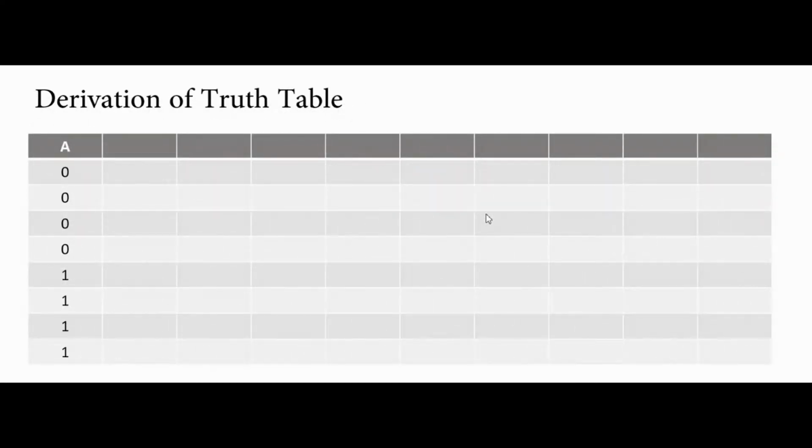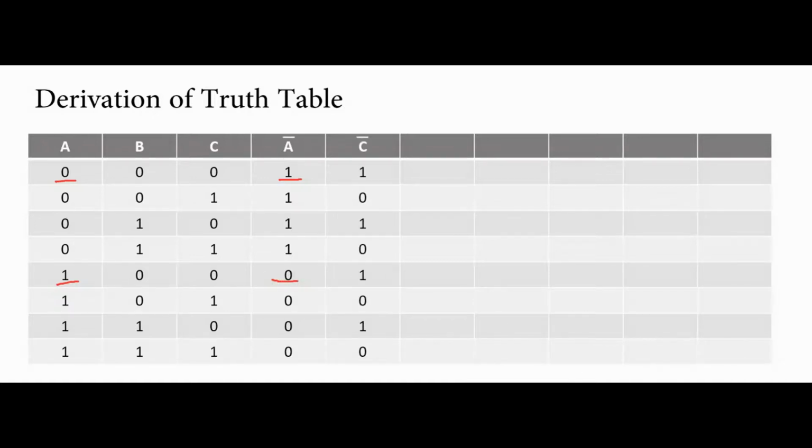To derive the theoretical table, we consider the first three columns for the input variables ABC. The next column is for A bar, complementing A: from 0 it becomes 1, from 1 becomes 0. This applies to all. The next column is for C bar. When C is equal to 0, it becomes 1, and when C is equal to 1, it becomes 0.